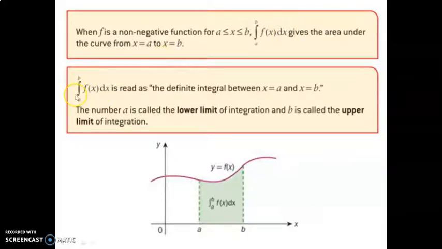So when we see that integral written like that, it is read as the definite integral between x equals a and x equals b. Okay, the definite integral between x equals a and b. The a number is called the lower limit of integration, and the b number is called the upper limit of integration. So for example, we have a curve here. We want to find this area. Here's the lower limit, here's the upper limit. We would find the area by writing it like this: the definite integral from a to b, of the function, and we put dx at the end here.